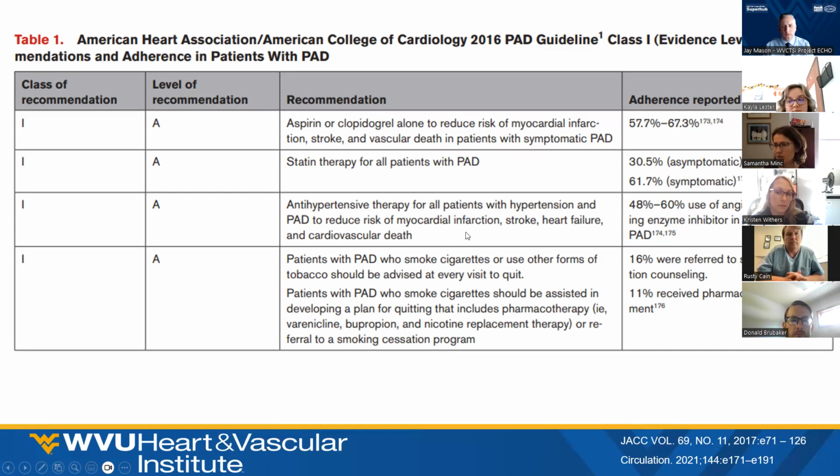So they do recommend ACE inhibitors and antihypertensive. Again, only a proportion are getting them. And the big one is the smoking cessation. That only 16% are getting counseling, 11% getting Chantix and other types of therapy. So we're just not quite doing what we need to be doing for these patients.